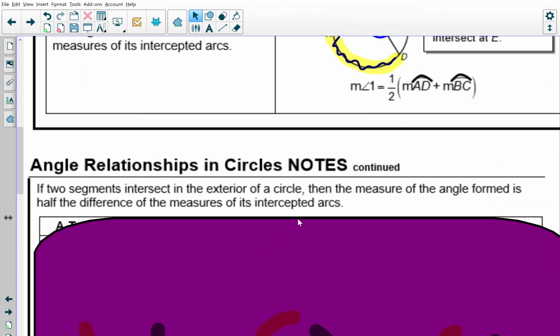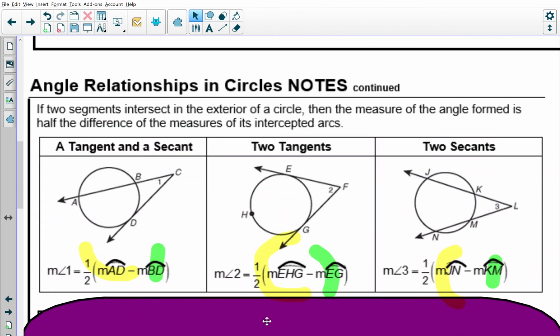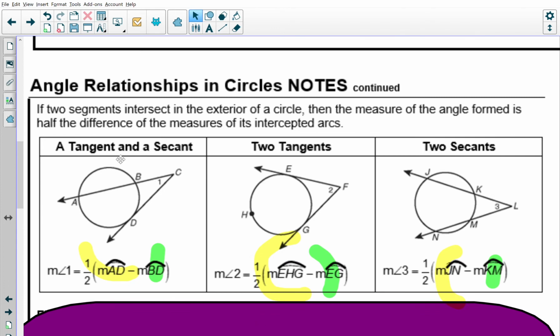We then talked about three situations. Tangent and secant. How do I determine the measure of angle 1? Well, it's half the difference of the two arcs that they intercept. So the big arc minus the small arc, cut it in half.